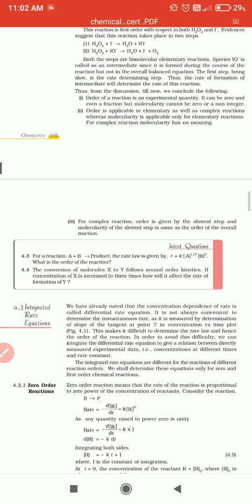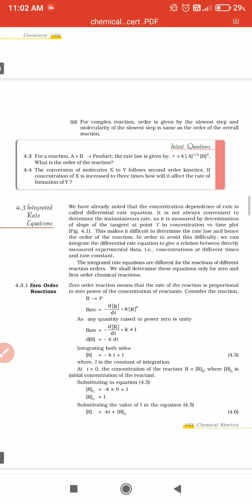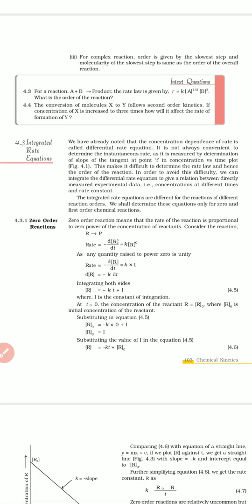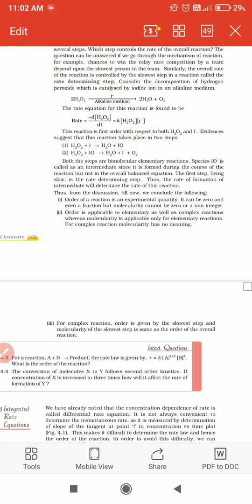We have already discussed the differences and the order of reaction. Next, molecularity of the reaction and its major differences we have already discussed. Tomorrow's class we are going to see integrated rate equations, zero order reactions and first order reactions. If there are any doubts, just make a call and ask. I will explain your doubts.